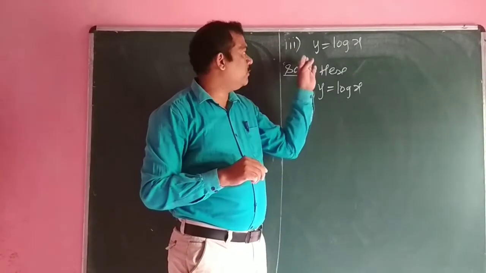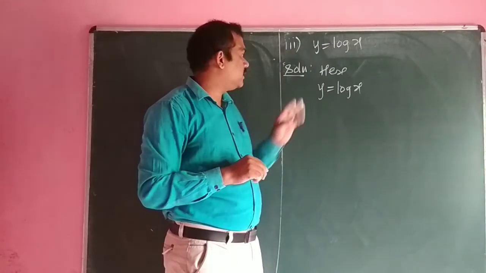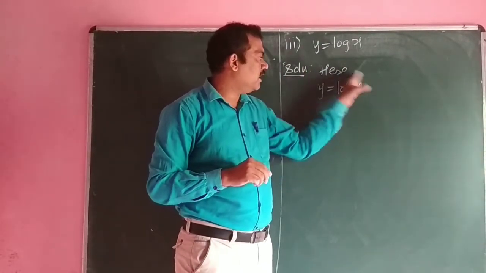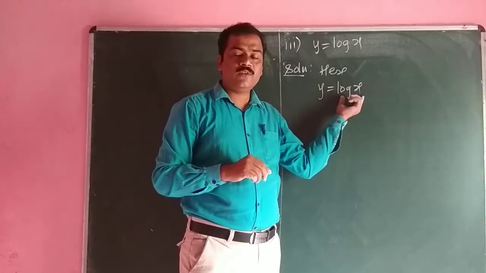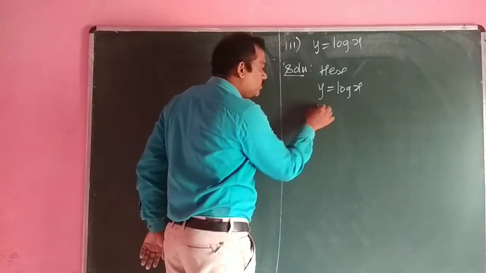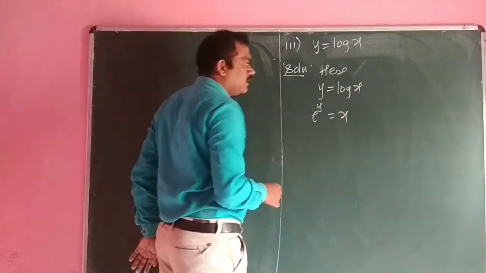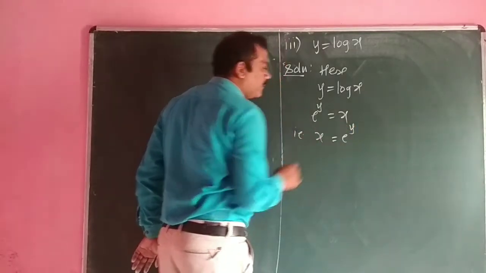Now we have to discuss one more example. Example number 3, y is equal to log of x. Solution: here y is equal to log x. First of all, we have to find its inverse function. This is the logarithmic form. Inverse form is nothing but its exponential form. That's why we write e raised to y is equal to x, that is, x is equal to e raised to y.